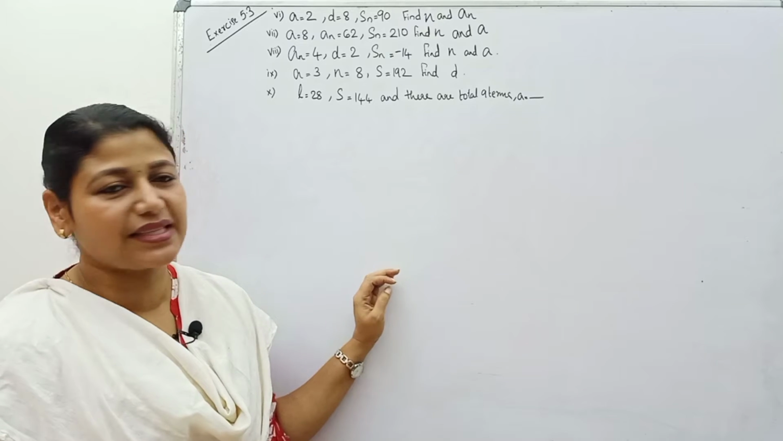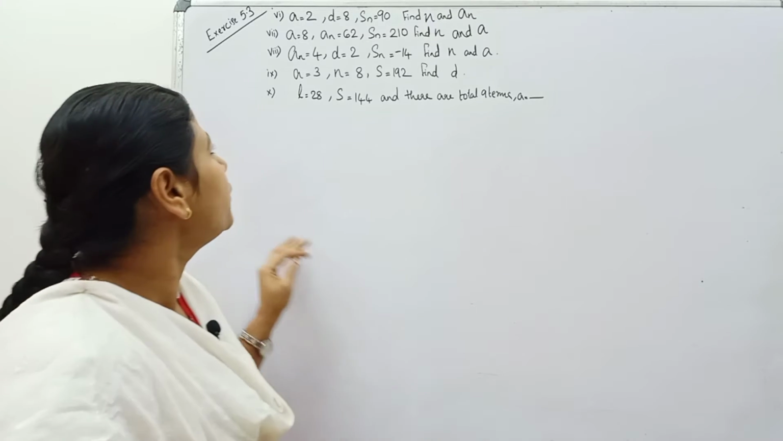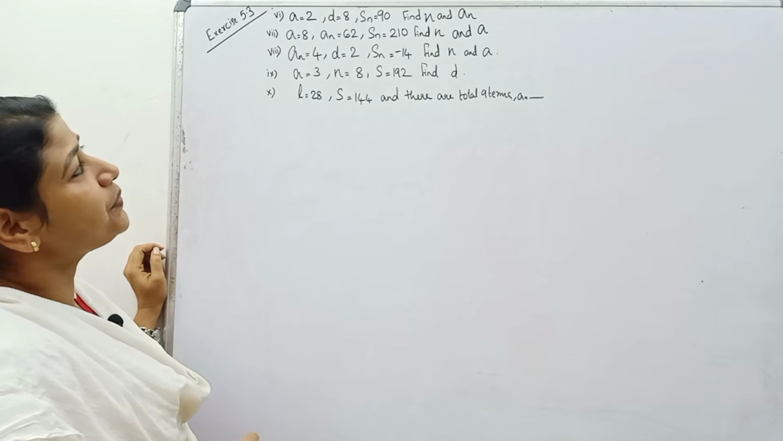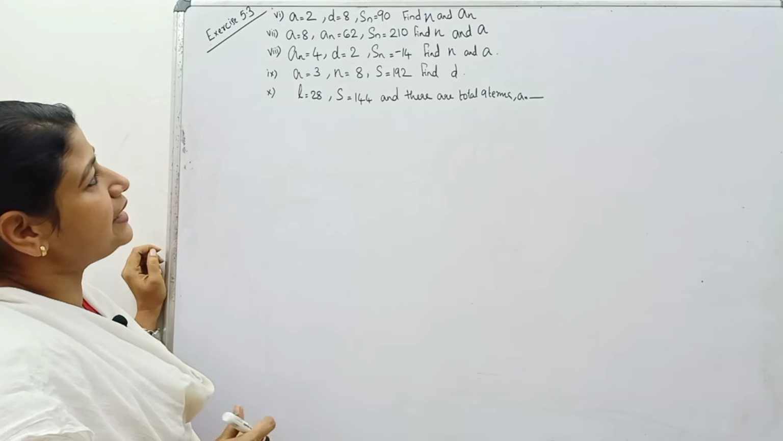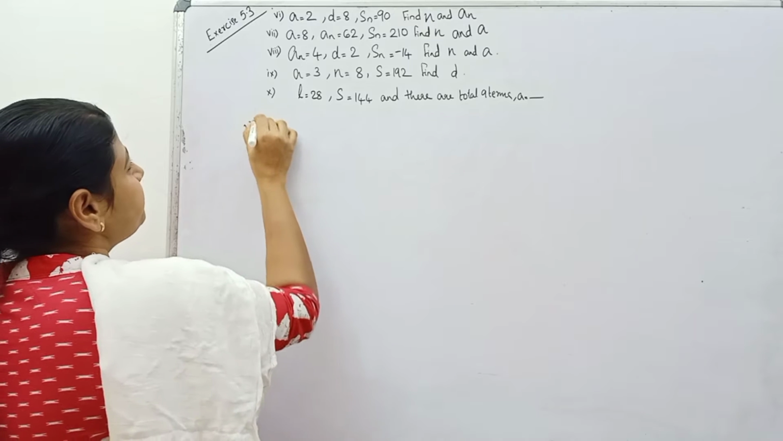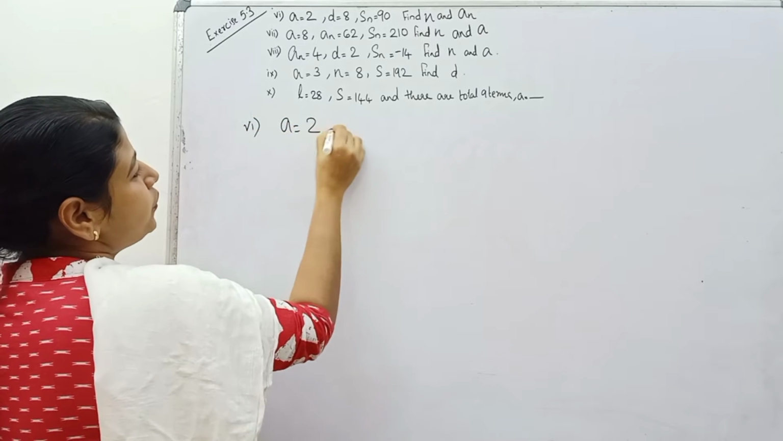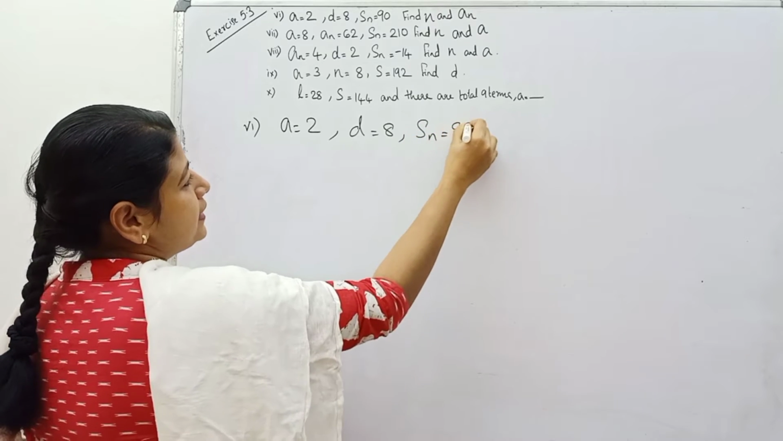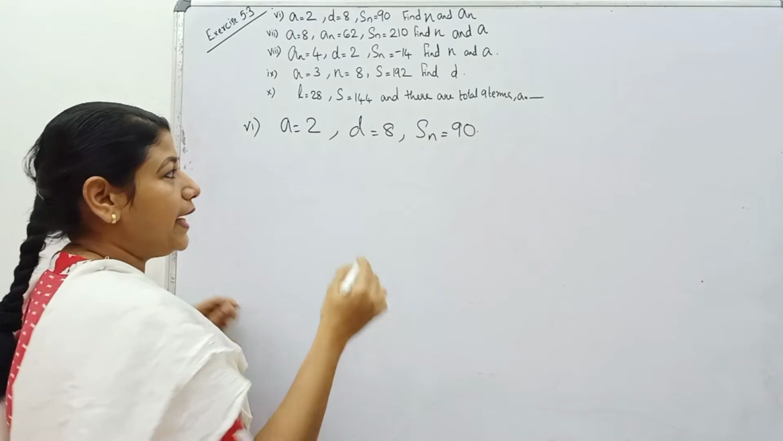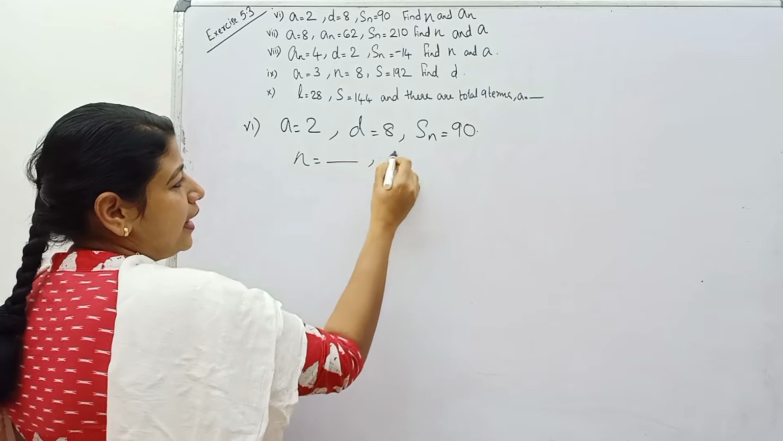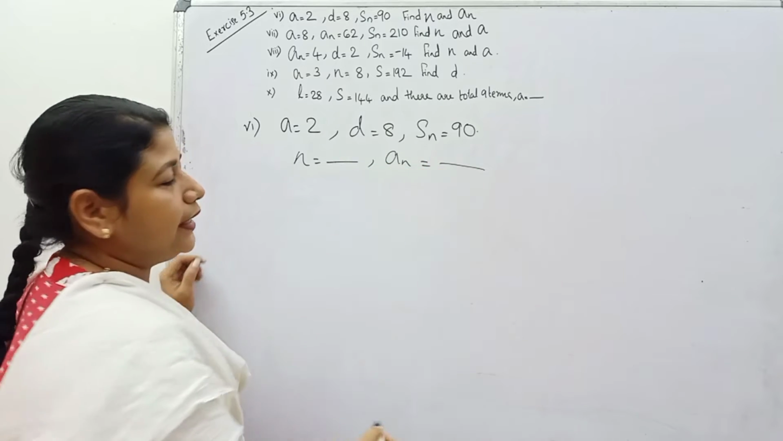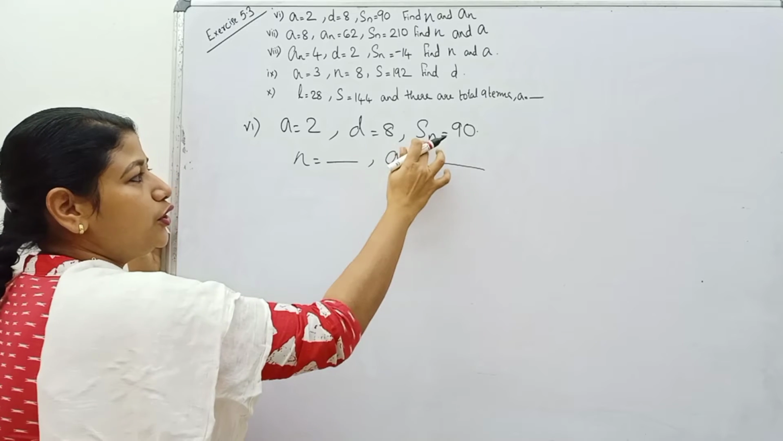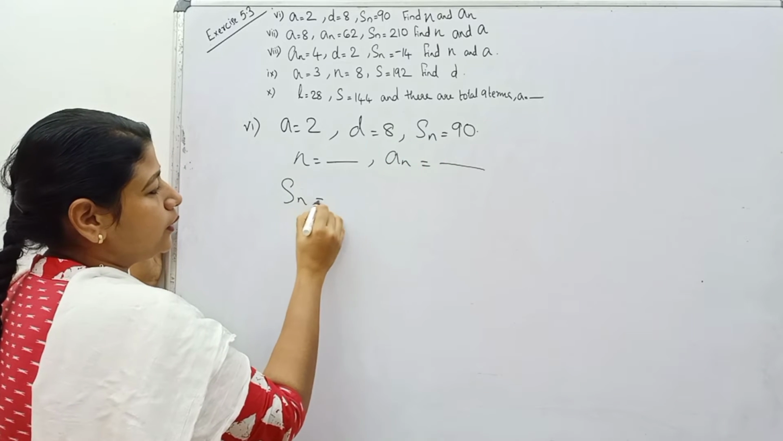We'll continue the same exercise 5.3. So, sixth question. In this question, a is equal to 2, d equal to 8 and Sn equal to 90. What we have to find out? n and an. We have to find n and an.